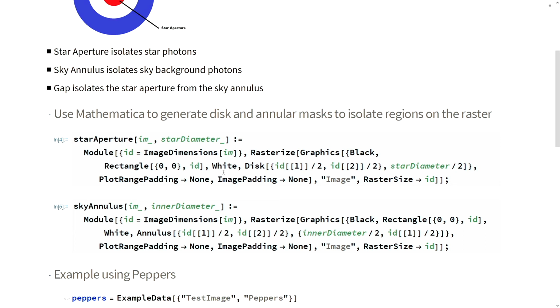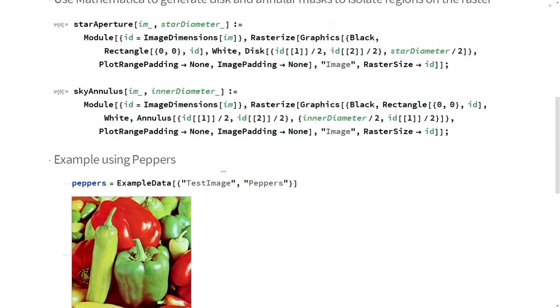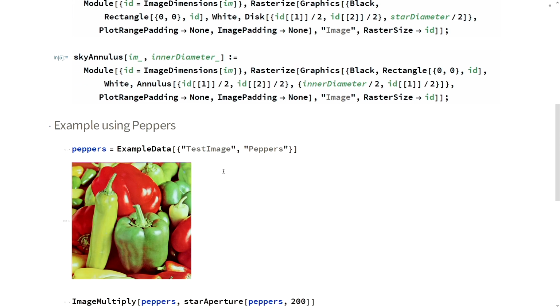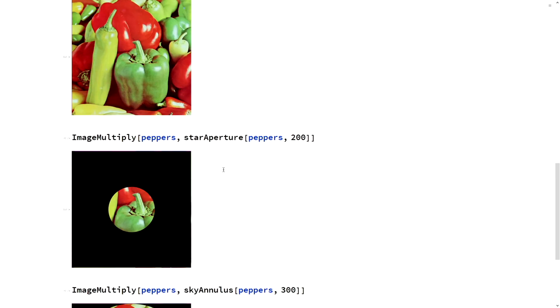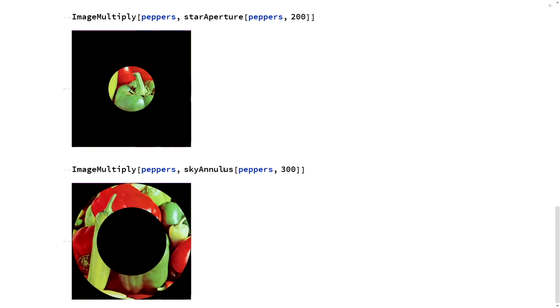To show you what this looks like, I'm going to show you an easily recognizable picture of some peppers. That's one of our example data. If we image multiply the peppers by the star mask, you'll see it just isolates the center portion of the peppers. If we multiply it by the sky annulus, it gives us this ring outside the center portion. And the difference is this gap region right here.